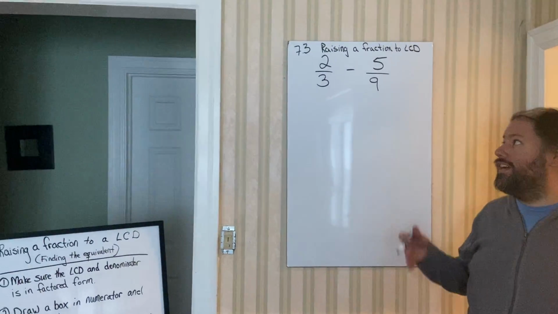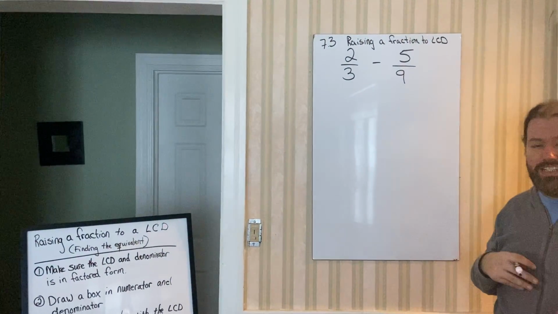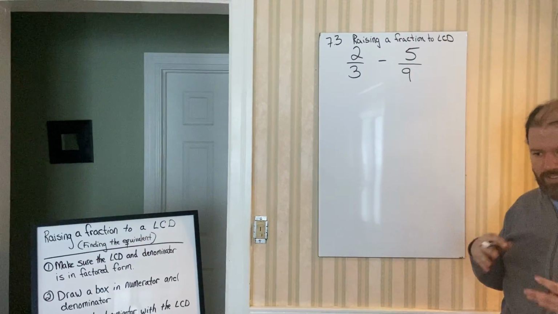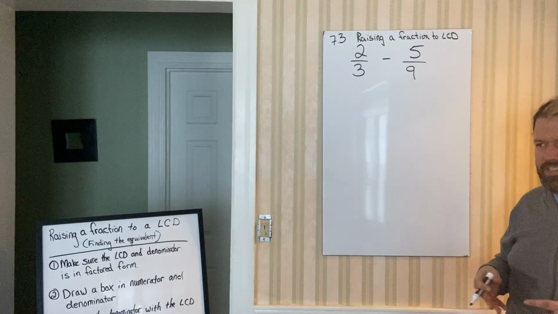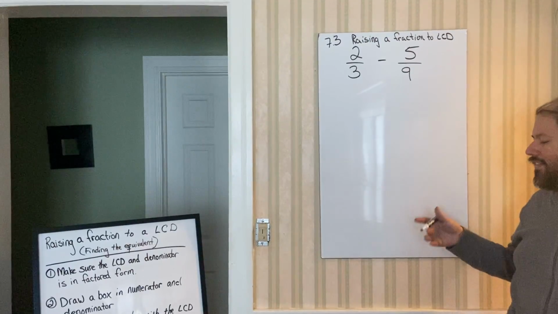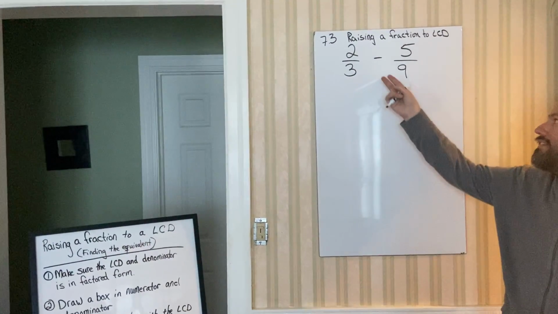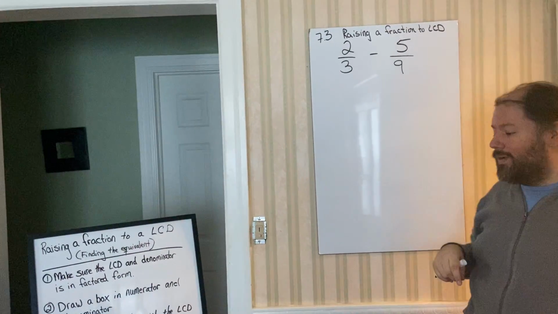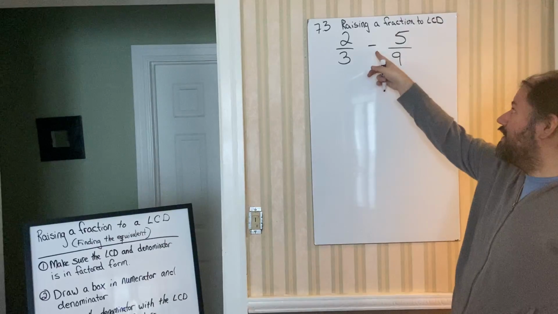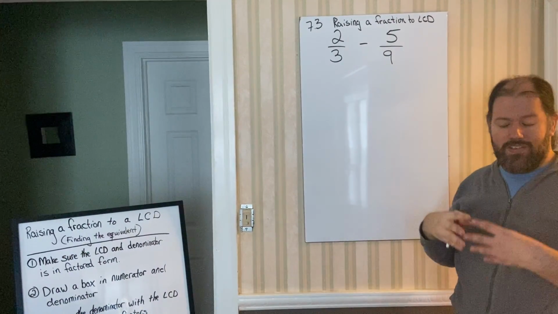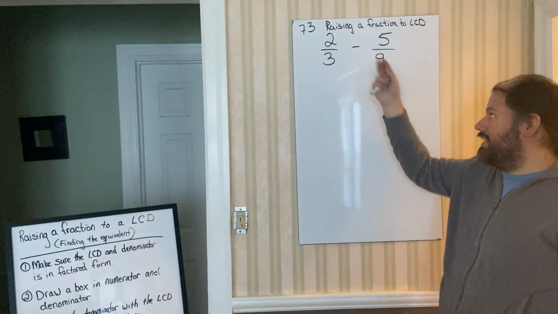The second part of 7.3 is about raising a fraction. So once you find an LCD, which we talked about how to find, you might be saying, well, what's the purpose of me finding an LCD? The purpose is that with addition and subtraction problems, we have to make these denominators the same before we can do any subtraction in our case.